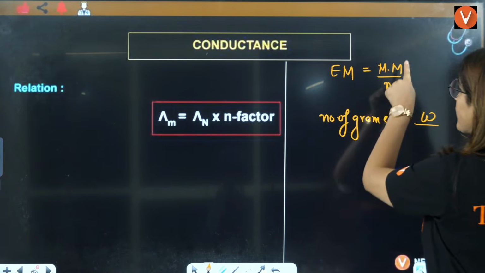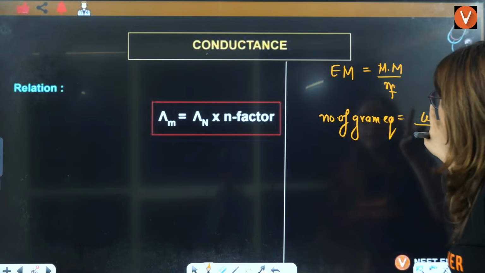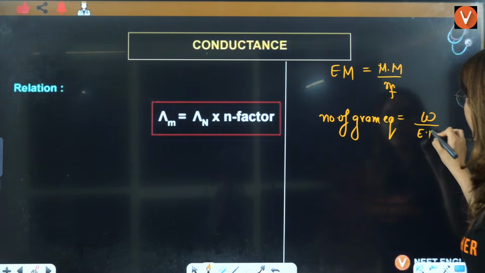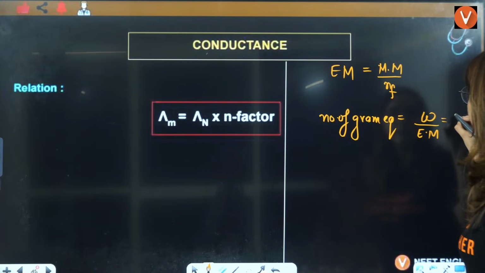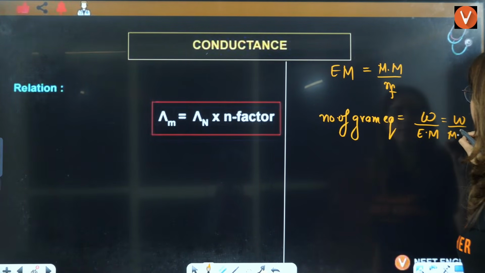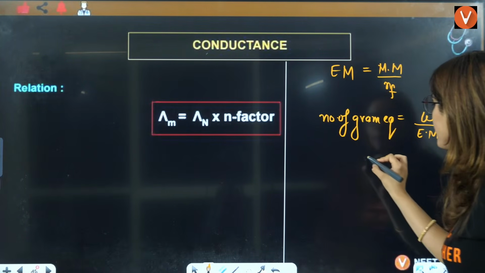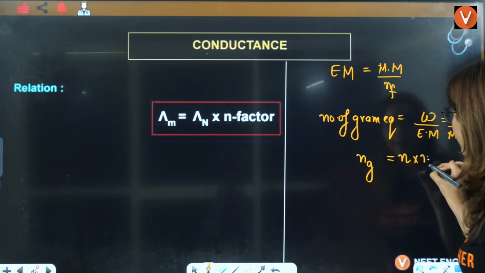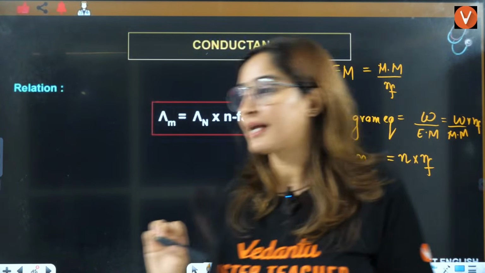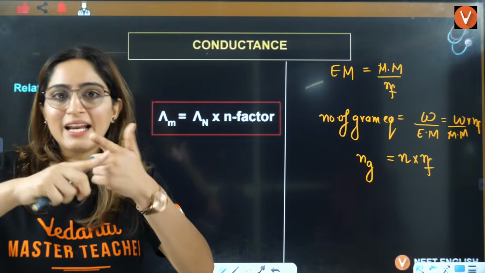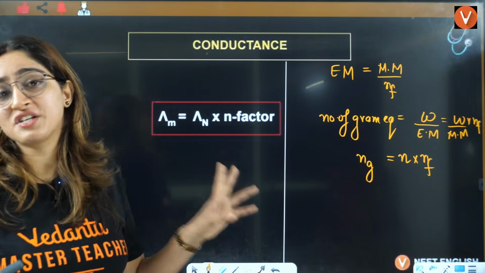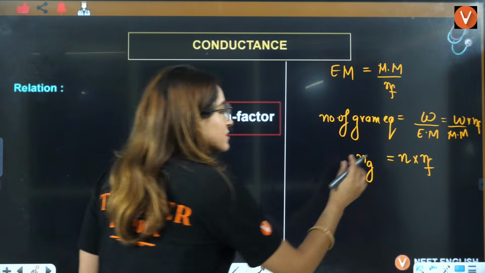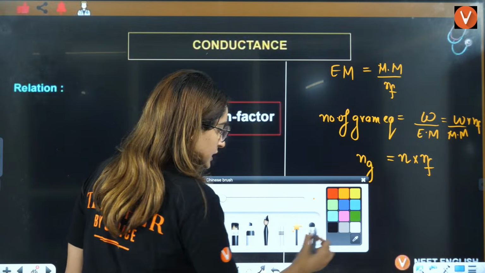Equivalent mass is equal to molar mass divided by n factor. Number of gram equivalents is given weight divided by equivalent mass. Equivalent mass is nothing but molar mass divided by n factor. So can I say number of gram equivalents is equal to number of moles multiplied by n factor? This is the next formula that we know, because they can interlink these two things and ask you the question. That's why I'm telling you. This is the next formula that we already learned.